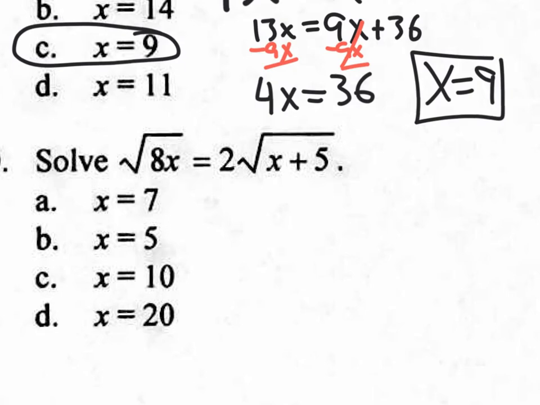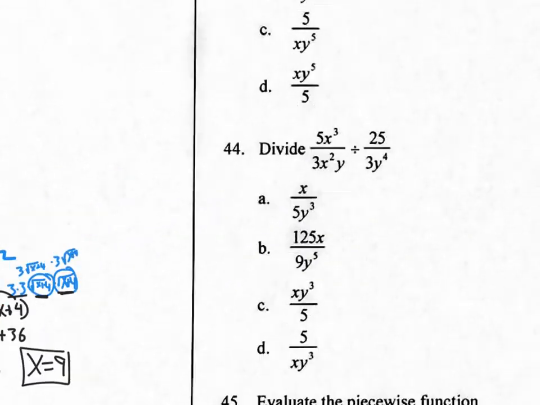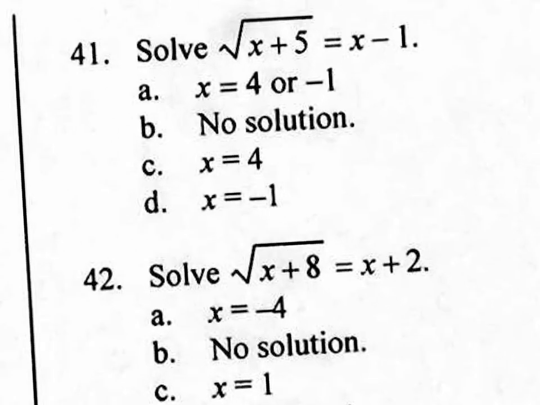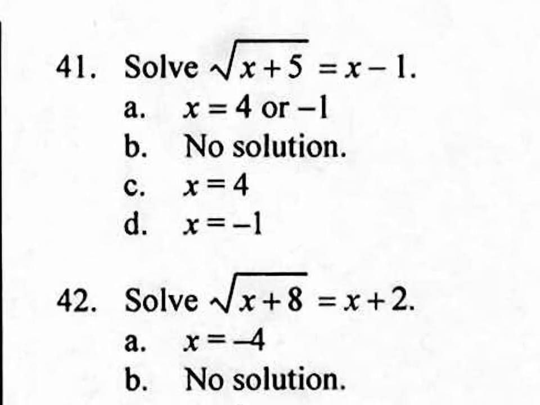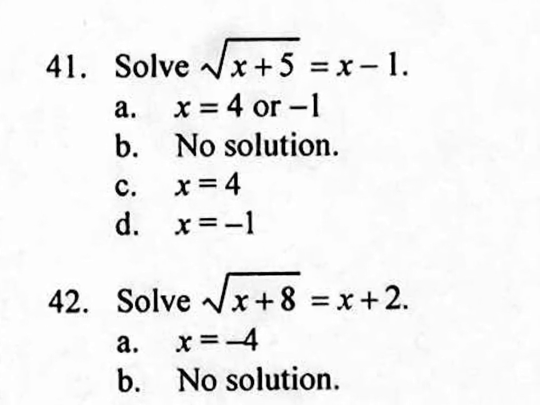Let's skip 40, go to 41. Where's 41? Another square root problem. It's done the same exact way, same concept. How do you get rid of a square root? You square it. So you're going to square both sides of the equation, okay?